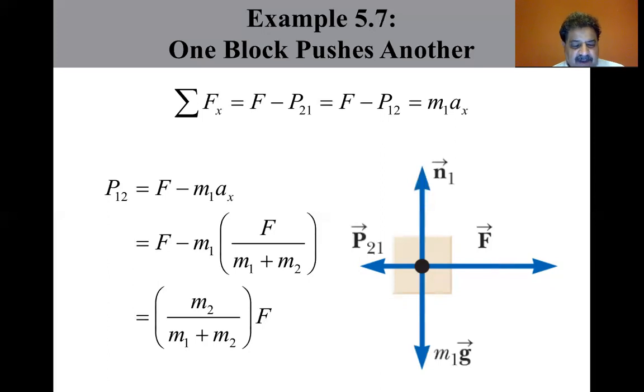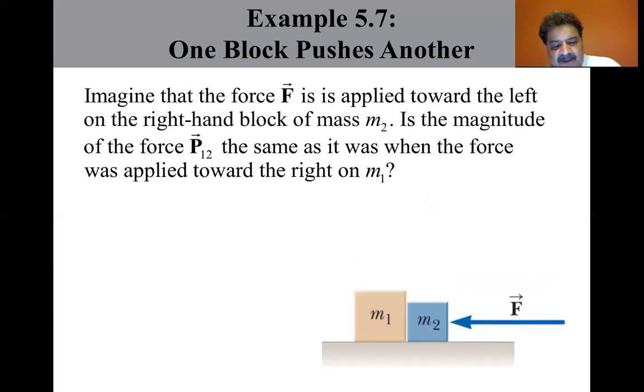Okay, now let's imagine that the force F is applied toward the left on the right-hand block of mass M2. Is the magnitude of the force P12 the same as it was when the force was applied toward the right on M1? When the force is applied toward the left on M2, the contact force must accelerate M1. In the original situation, the contact force accelerates M2. Because M1 is greater than M2, more force is required. So the magnitude of P12 is greater than in the original situation.